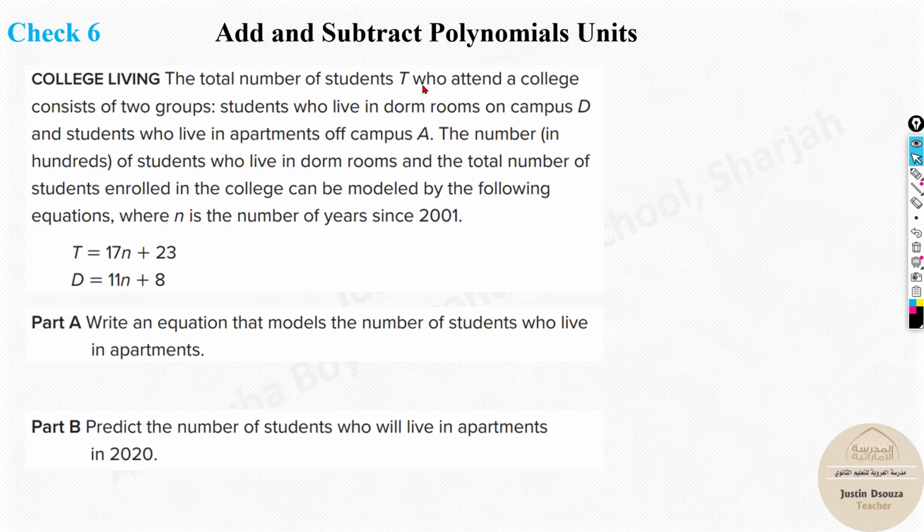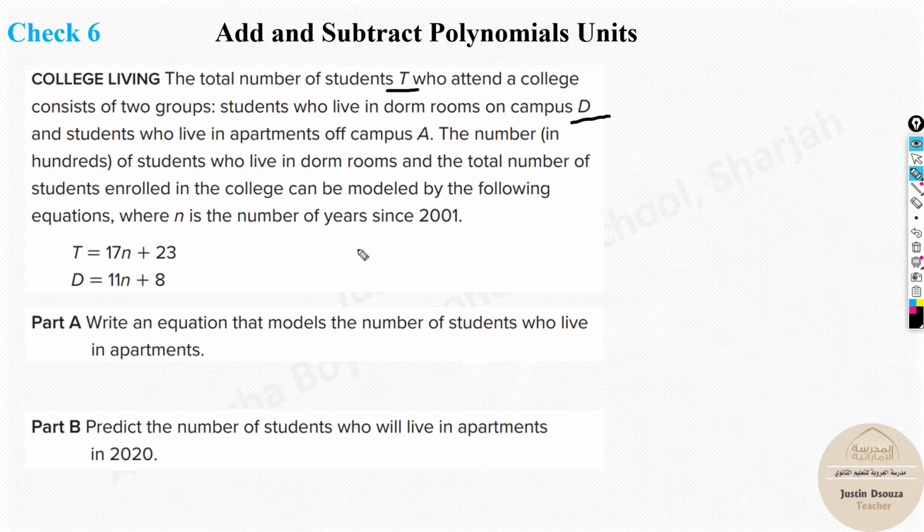The total number of students who attend a college consists of two groups: students who live in dorm rooms on campus, D, and students who live in apartments off campus, A. So D is dorm room, dormitory. Basically, you share the room with a few students. And over here, live in apartments. Basically, you rent an apartment and you can live there. So that is A.